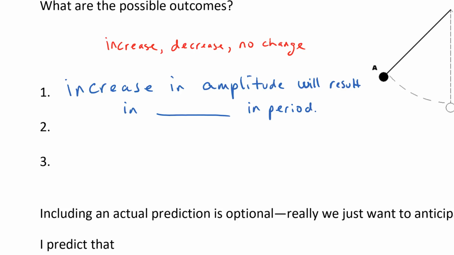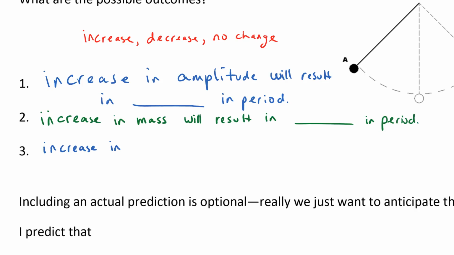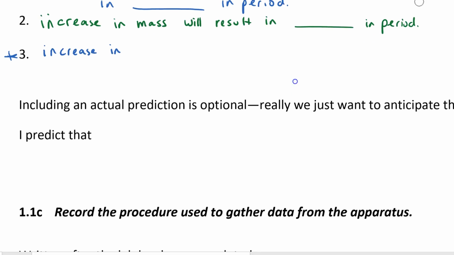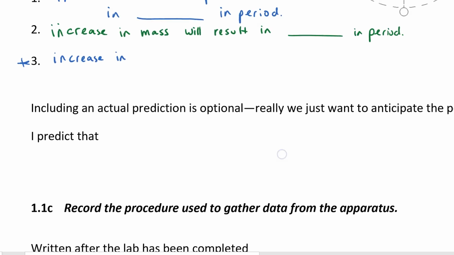The second one would be an increase. You know what, I'm just going to pause it and write it out. Okay, so I wrote out for the second one, an increase in mass will result in blank in period. And again, I invite you to write increase, decrease, or no change according to what your prediction is. The last one, I'm just going to give you a chance to recall what the third independent variable was that we were changing, and can you finish number 3 on your own? So I'm just going to go on to the next part here.